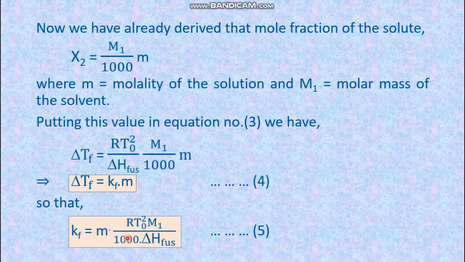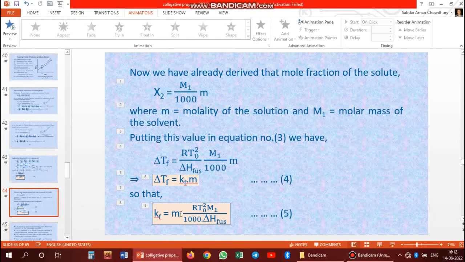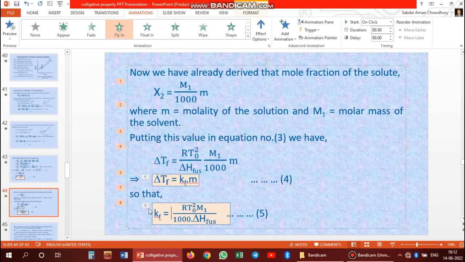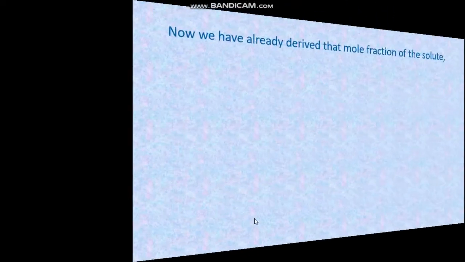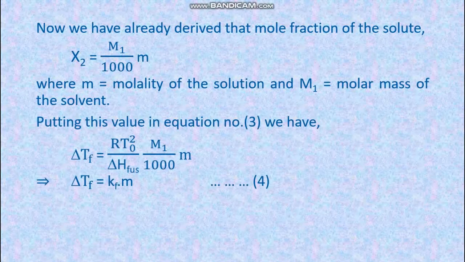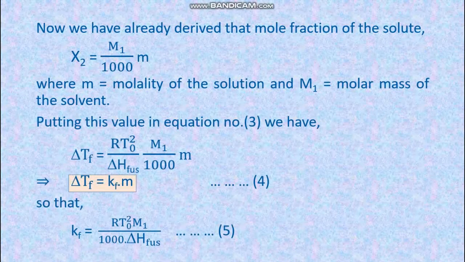So here is one mistake. The m should not be here. Let me correct it. Small m should be absent here. Okay, so m is not here. Look, this is the expression of Kf, which is RT0 squared by m1 divided by 1000 into delta H of fusion. So this is equation number 5, and let's block it.